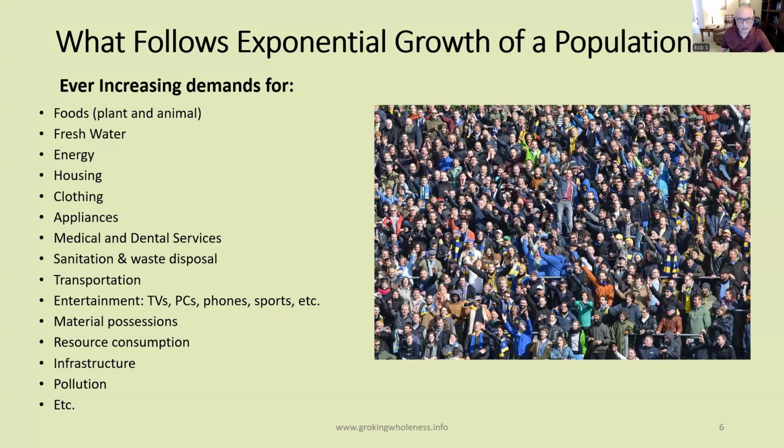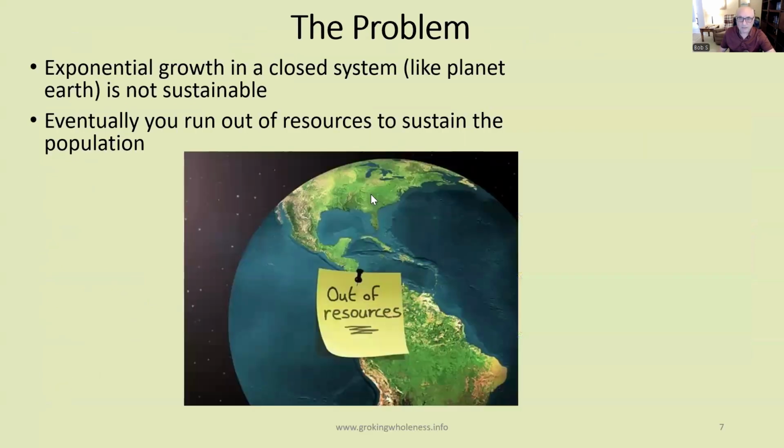And of course, with all that comes resource consumption, the raw resources of the planet. And let's not forget about the infrastructure, roads, bridges, buildings, water pipes, energy transmission facilities, and so on. And along with all that comes pollution. I'm sure there's many other things we could add to the list as well, but I think those are some of the major categories we need to think about.